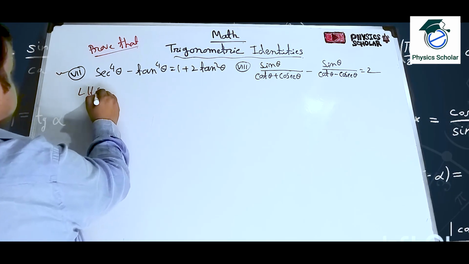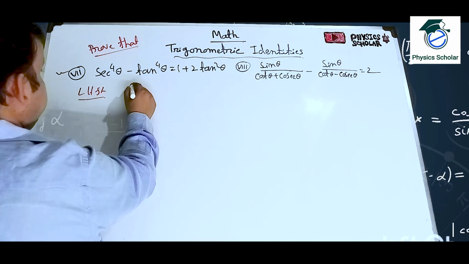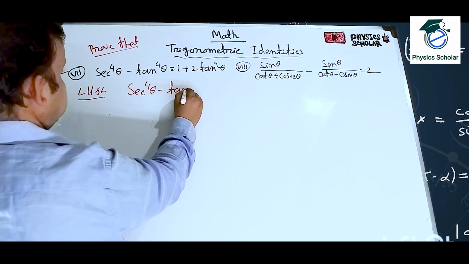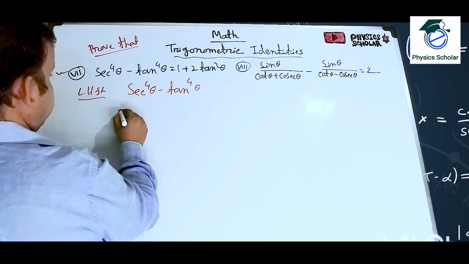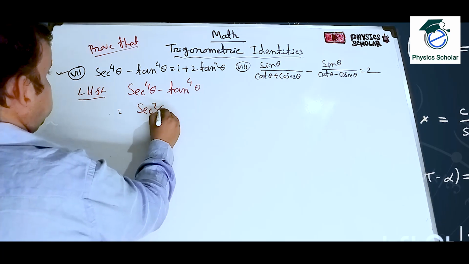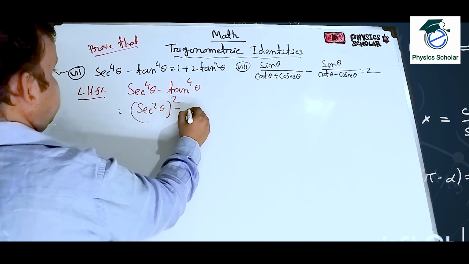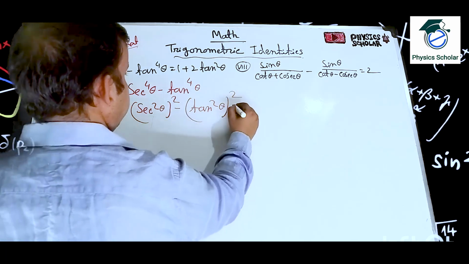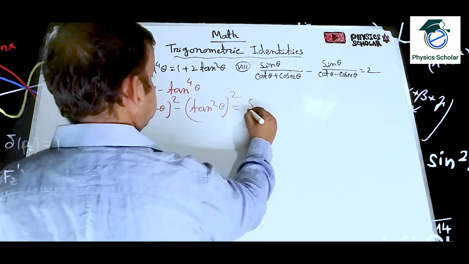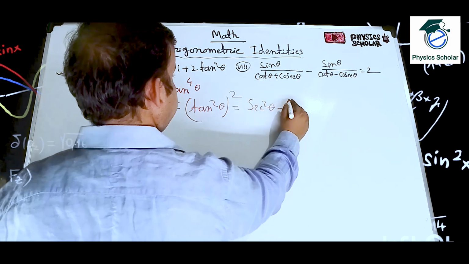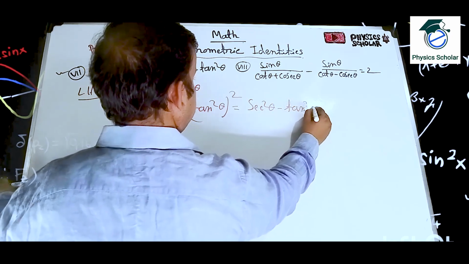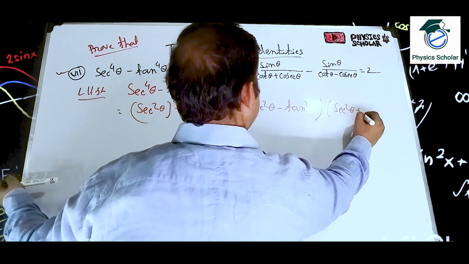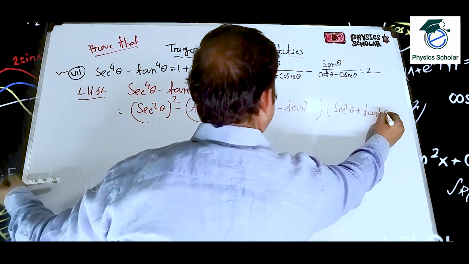So let us write left hand side. What is left hand side? Sec to the power 4 theta minus tan to the power 4 theta. So what you can write? Sec square theta whole square minus tan square theta whole square. Then what you can write? A square minus b square. Sec square theta minus tan square theta into sec square theta plus tan square theta.